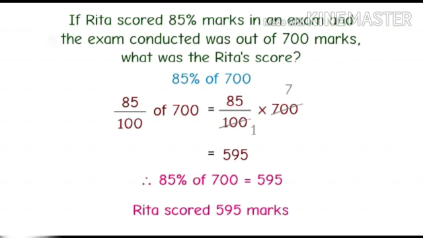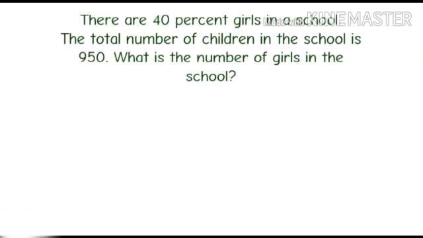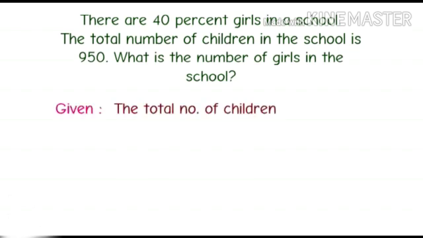Next problem. There are 40% girls in a school. The total number of children in the school is 950. What is the number of girls in the school? Given data is the total number of children and percent of girls. To find the number of girls in the school.